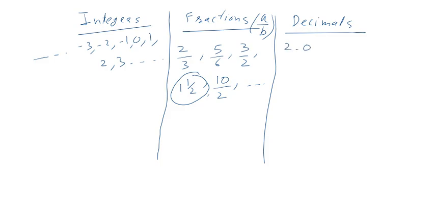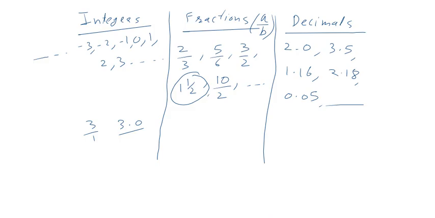Decimals have points: 2.0, 3.5, 1.16, 2.18, 0.05, and so on. All integers can be converted to fractions. Like 3 can be written as 3 by 1, and it will become a fraction. If I write it as 3.0, it will become a decimal. So there is no fixed rule that integers cannot be fractions. But not every fraction can be an integer.